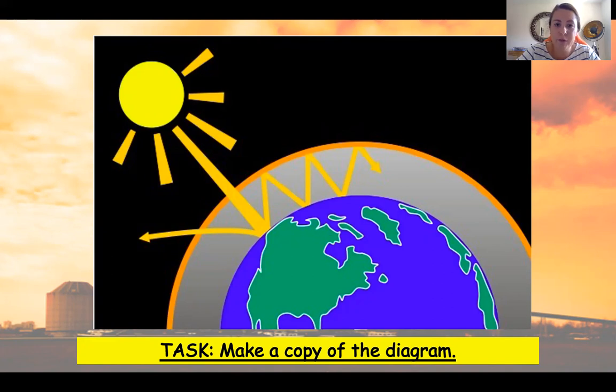For this diagram you need to make a copy of it, about a third to half a page of A4. It wants to be plenty big enough because we're going to be adding some notes around it. So we've got our sun shining down on the Earth's surface, and then this is our atmosphere here in the grey shading. And then we can see these yellow arrows here are the sun's radiation.